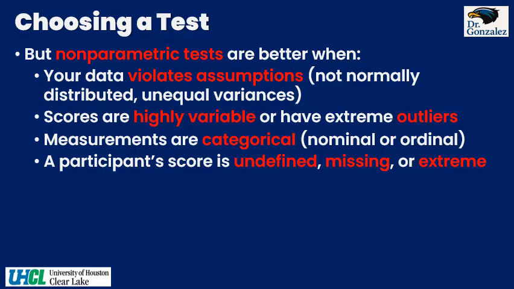However, if you can't meet certain assumptions about your data, non-parametric tests are going to be better. What situations would that include? First of all, situations where your data violates assumptions, such as being skewed, not normally distributed, or having unequal variances, which would mean we don't have homogeneity of variance. If you've got extreme variability in your scores and extreme outliers, your measurements are categorical instead of interval and ratio, and you've got missing, undefined, or extreme scores, those would be situations where you would be justified in using a non-parametric test.